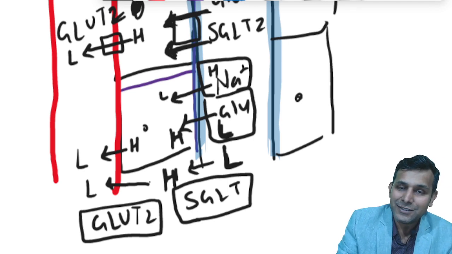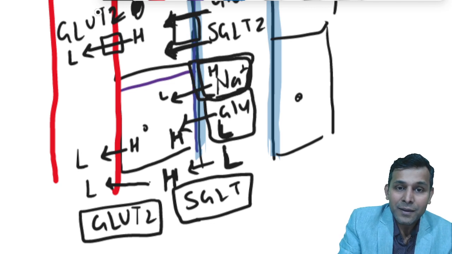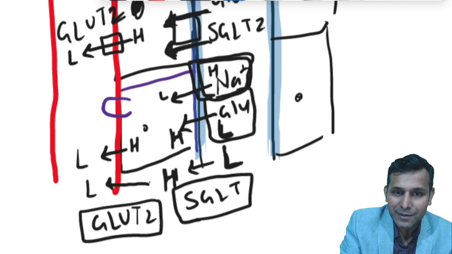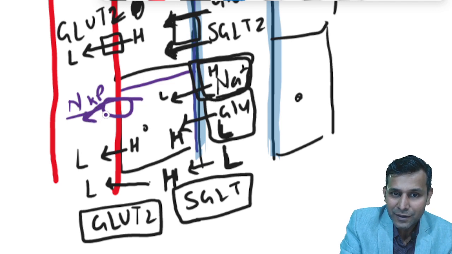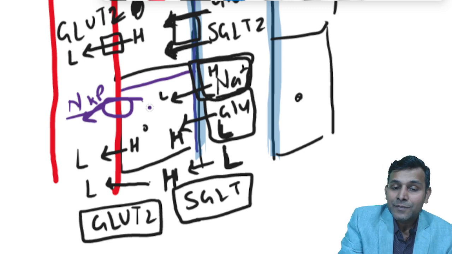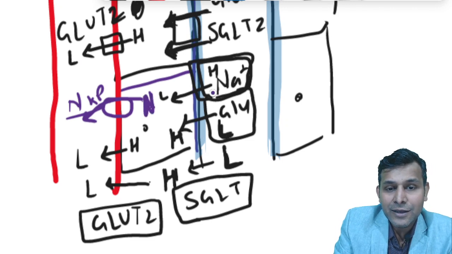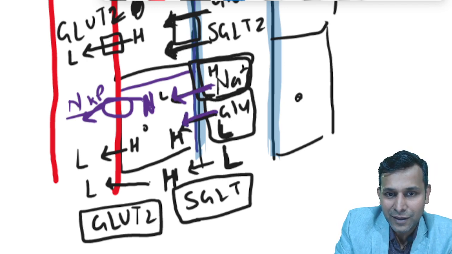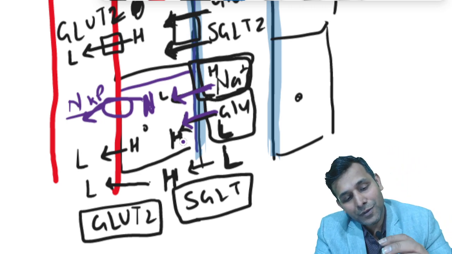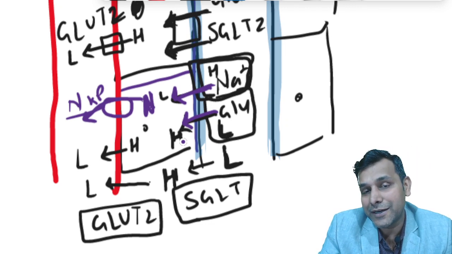Because it's a secondary active transport, a secondary transport never works without a primary. So this sodium movement from higher to lower is only possible because on the basolateral side we have the sodium potassium pump. The sodium potassium pump transports sodium from inside the cell to outside, causing a very low sodium gradient inside the cell. This low sodium concentration inside the cell causes the sodium to move from lumen to cell, and this movement of sodium is also combined with the glucose transportation. So the secondary active transport always needs primary active transport for its functioning.